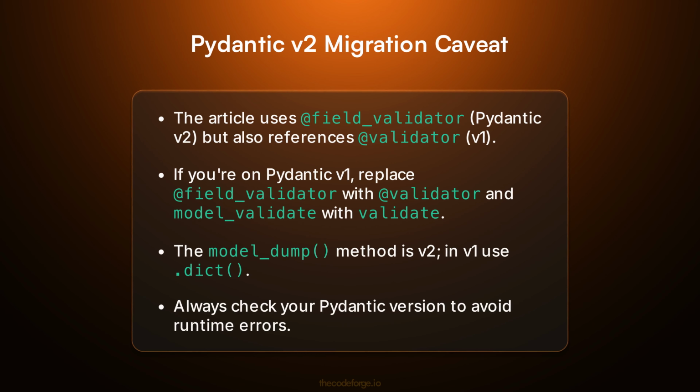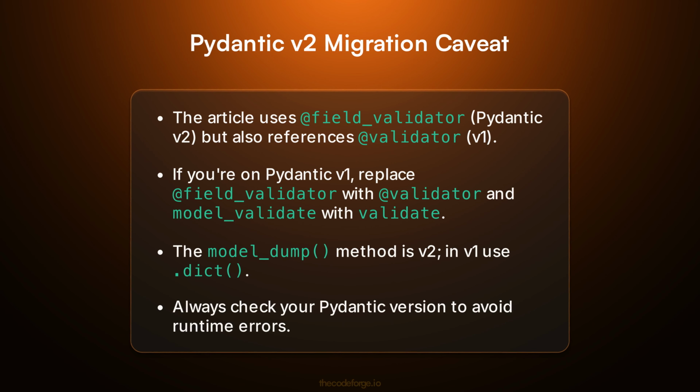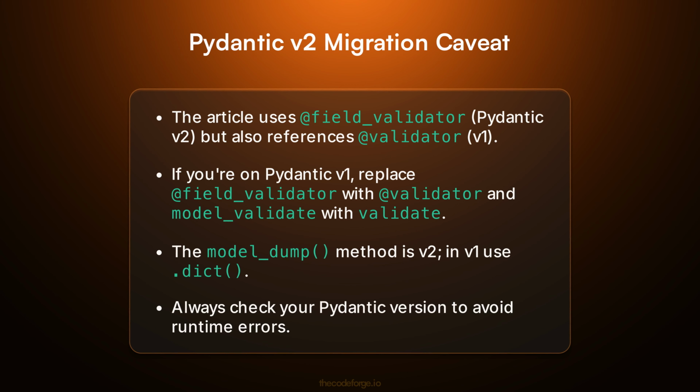The article uses @field_validator, Pydantic v2, but also references @validator, v1. If you're on Pydantic v1, replace @field_validator with @validator and model_validate with validate. The model_dump method is v2; in v1 use dict. Always check your Pydantic version to avoid runtime errors.